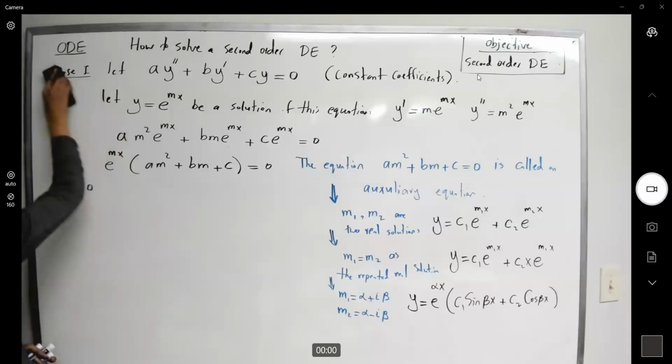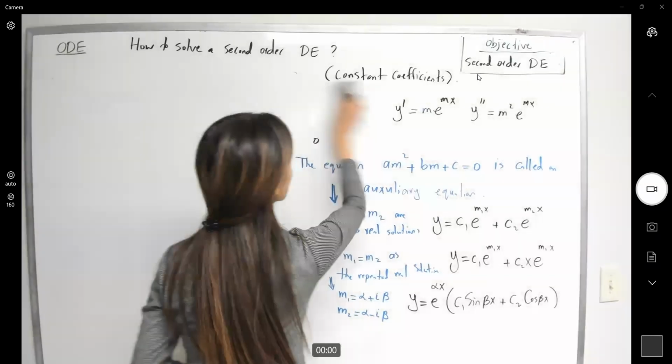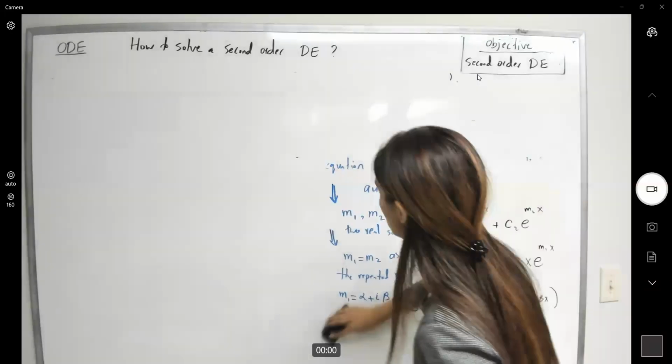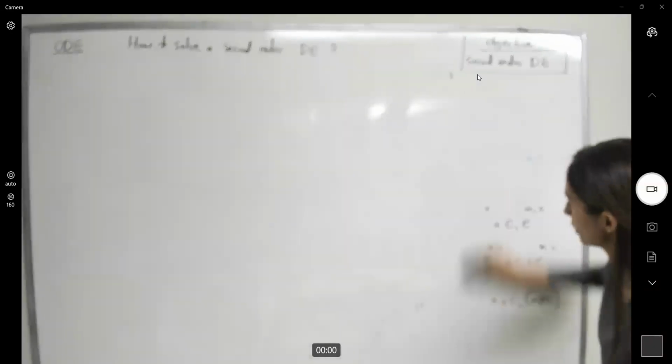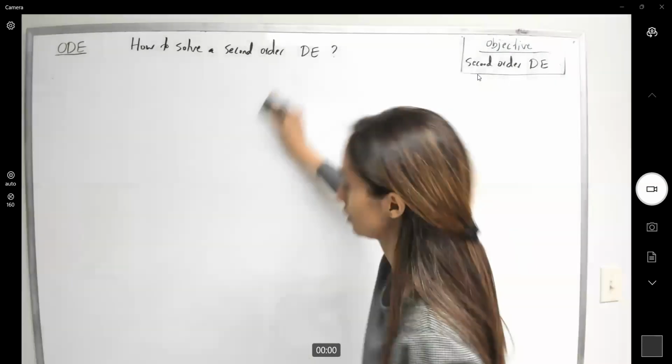Okay, let's go over some examples. We're going to keep the information about solving a second order differential equation with constant coefficients here.